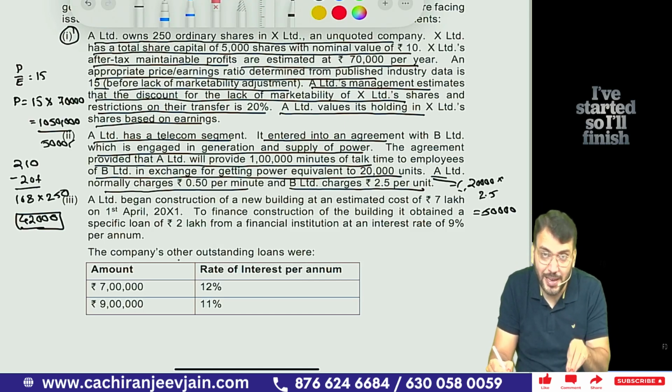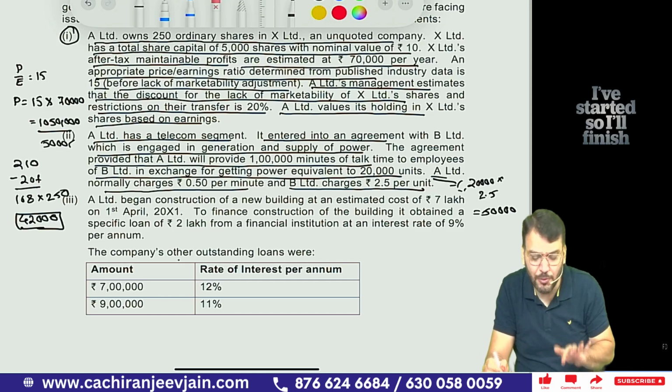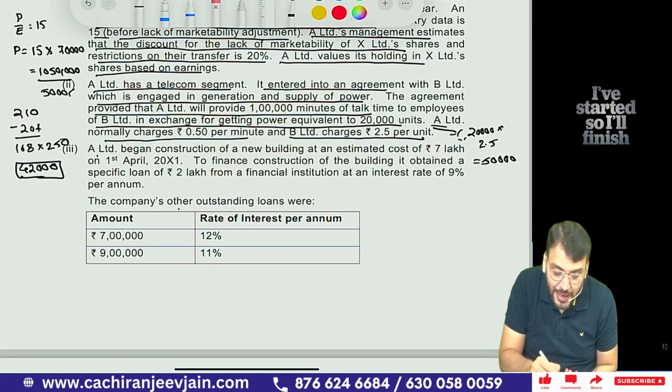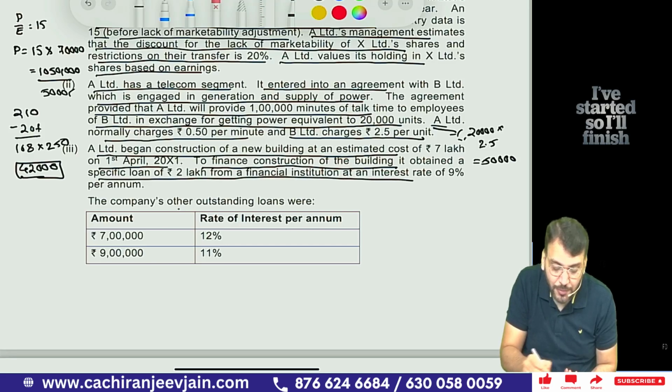So in the books of A Limited, the transaction price will be measured at what? 50,000. This can be one possible multiple choice question, correct? Come to point number 3. A Limited began construction of a new building at an estimated cost of 7 lakh on 1st April 2001. To finance the construction of the building, it obtained a specific loan of 2 lakh from a financial institution at an interest rate of 9% per annum.